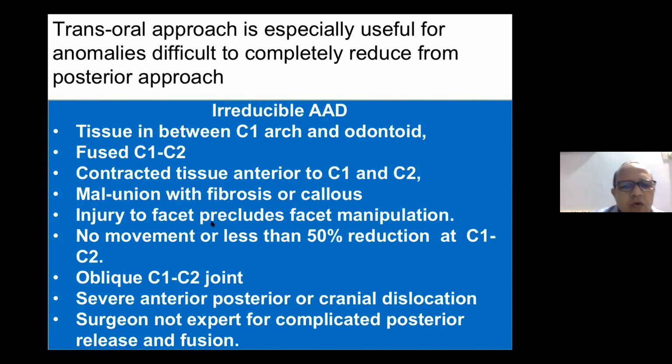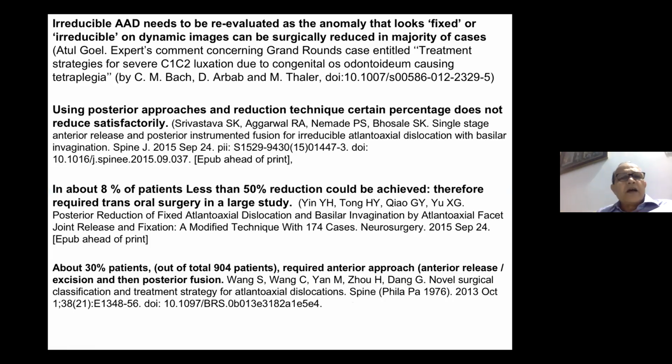So you have to go from the anterior side for decompression, then the posterior side for fusion, or, if the C1 is spared, then you can use C1 lateral mass and C3 body like that. Or there is less than 50% reduction, oblique joint, severe anterior posterior or cranial dislocations are not amenable to this. And this is the review of literature, not my own series.